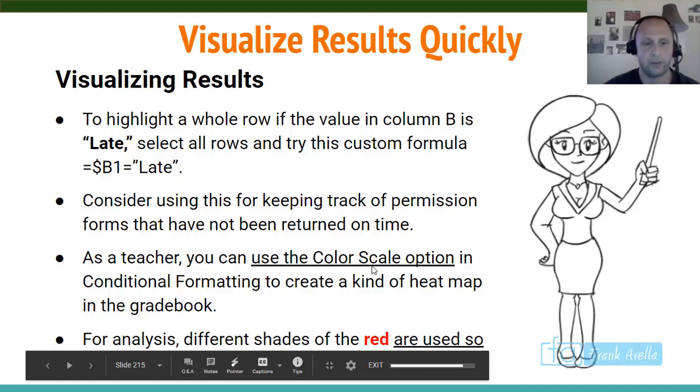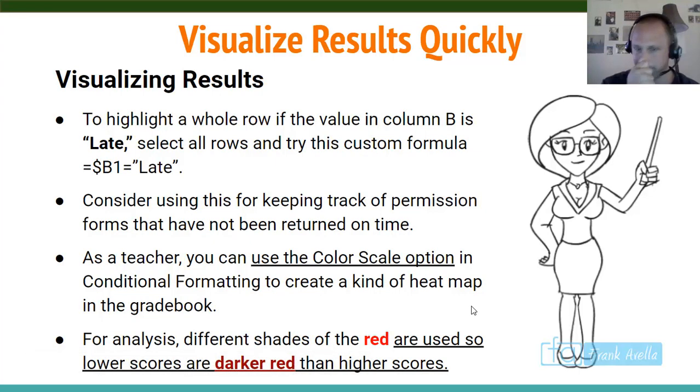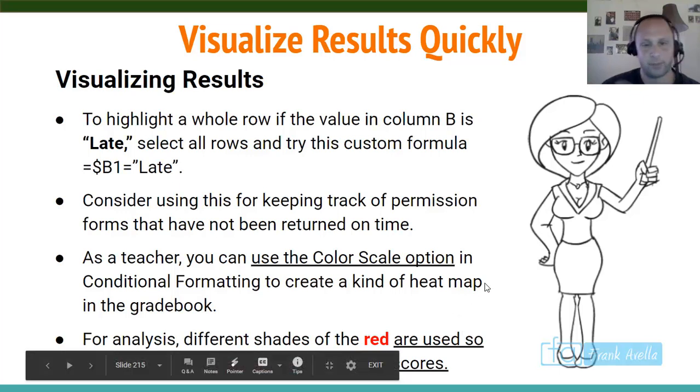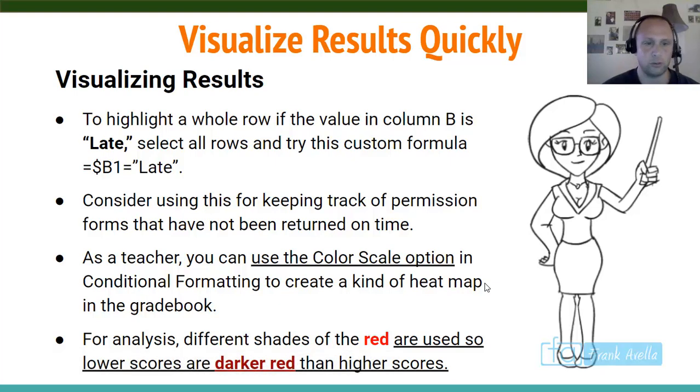For analysis, different shades of red. Remember, you can't read the bottom here. So different shades of red probably were used to analyze different grades. The more red it is, the lower the grade. I don't exactly remember, but I'm pretty sure that's what it should be. It popped up for a second. So different shades of red are used, and lower scores are darker red than the higher scores.